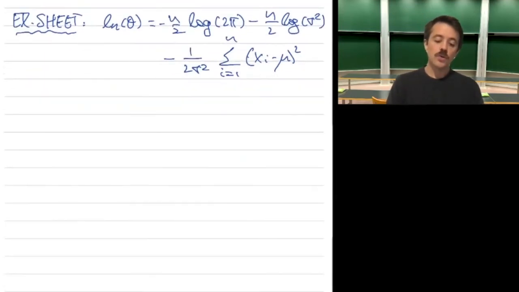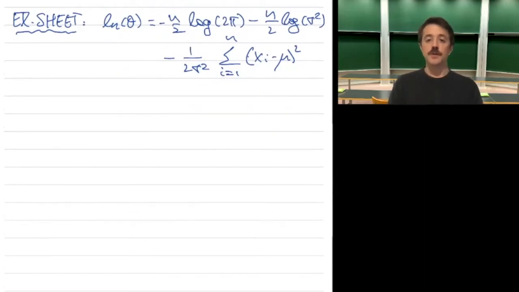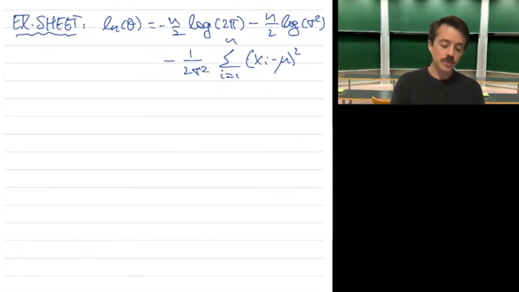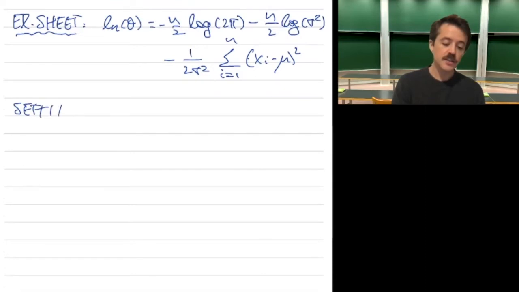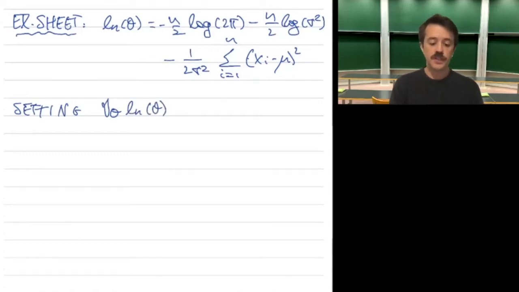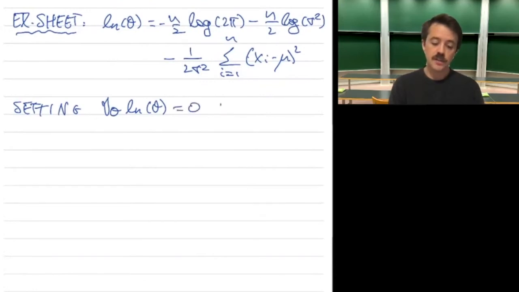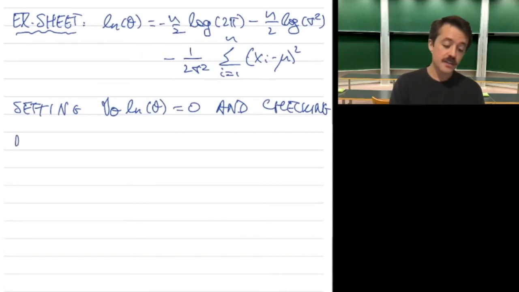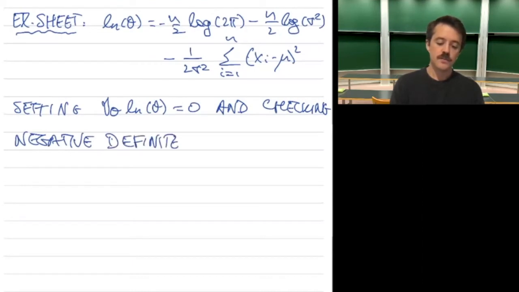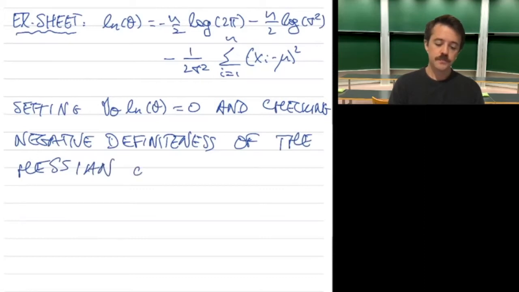After convincing yourself that that is the right quantity, what you of course have to do is set the gradient of this to 0, and then check negative definiteness of the Hessian of the log likelihood. This is from multivariate analysis.